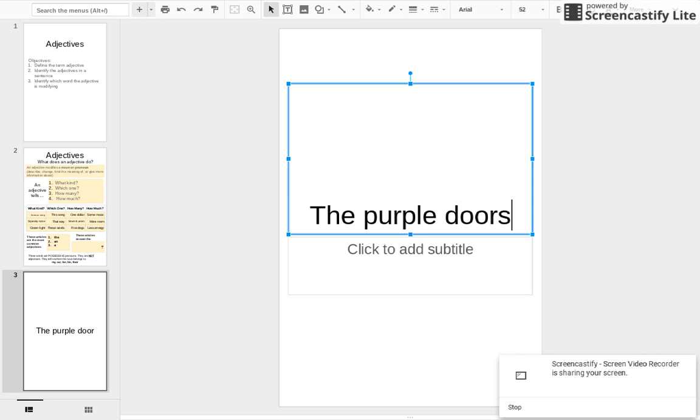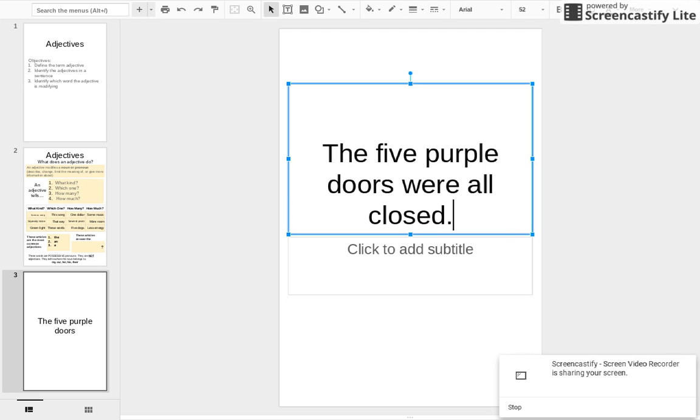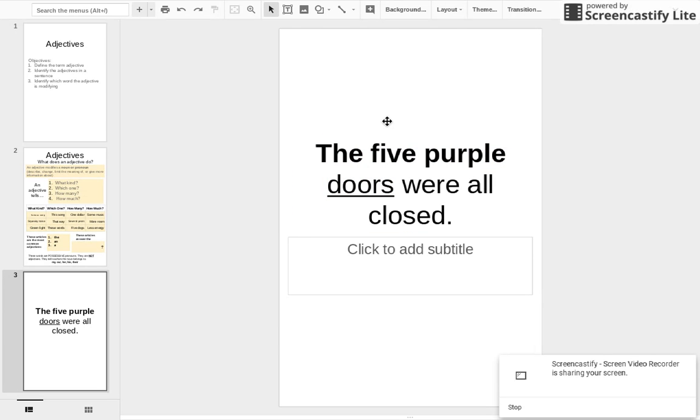I can make that plural and say the 5 purple doors were all closed. So now the is telling me which doors, 5 is telling me how many doors, and purple is telling me what kind of doors they are. So all 3 of these words are adjectives describing the word doors. The doors, 5 doors, purple doors.